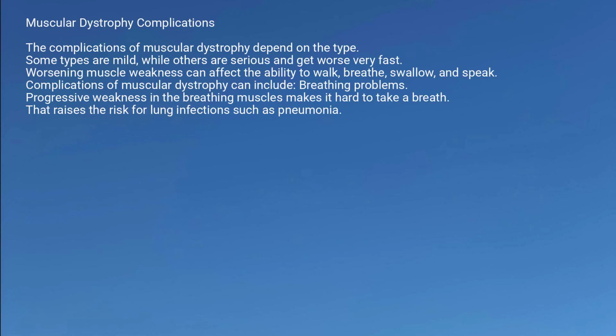Muscular dystrophy complications. The complications of muscular dystrophy depend on the type. Some types are mild, while others are serious and get worse very fast. Worsening muscle weakness can affect the ability to walk, breathe, swallow, and speak. Complications of muscular dystrophy can include breathing problems. Progressive weakness in the breathing muscles makes it hard to take a breath. That raises the risk for lung infections such as pneumonia.